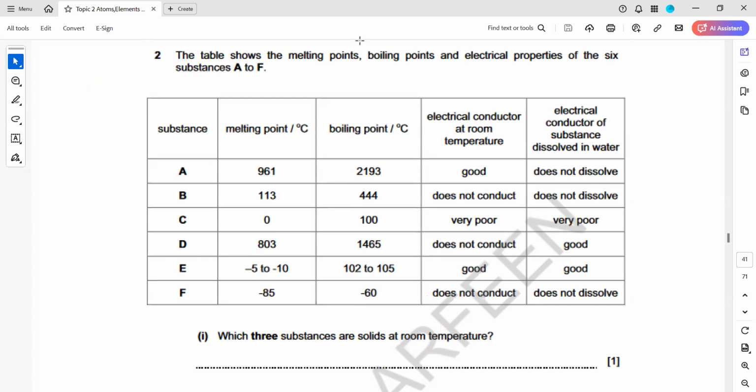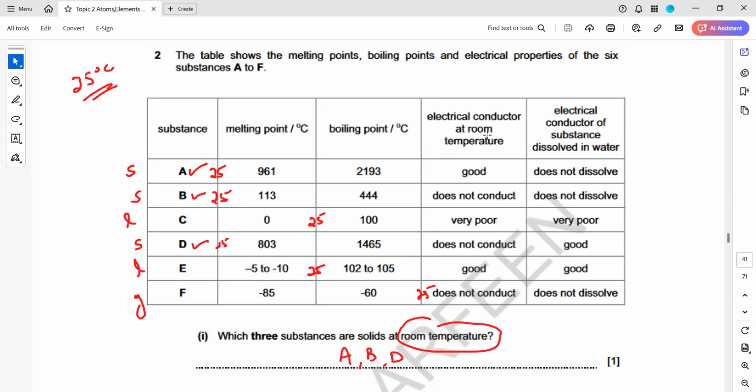Which one is an ionic compound? What are the characteristics of an ionic compound? An ionic compound does not conduct electricity in solid, but it can conduct electricity in molten or aqueous state. And ionic compounds are solid at room temperature. So we have to check between A, B, and D only. We don't bother about C, E, and F because ionic compounds at room temperature are solid.